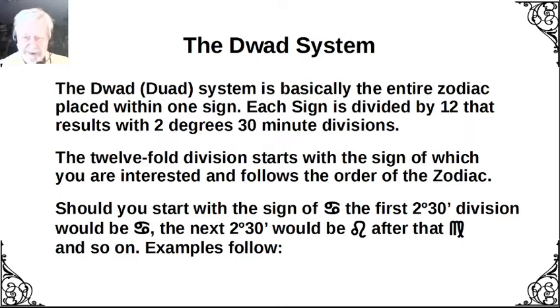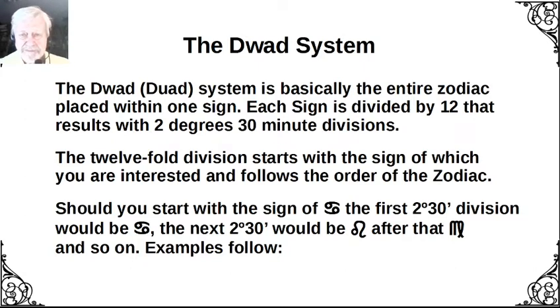So if you started with the sign of Cancer, let's say, the first from 0 to 2:30 would be all about Cancer. So you'd have Cancer in a Cancer Moon. But after that, from 2:30 to 5, it would go to the sign of Leo, and from 5 to 7:30 it would go to Virgo, and on and on. So each 2 degree, 30-minute segment is what we're looking at, and they're called a dwad.